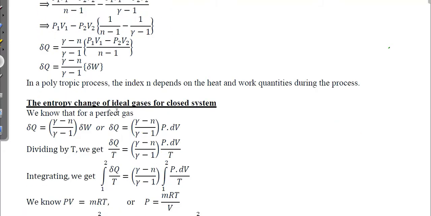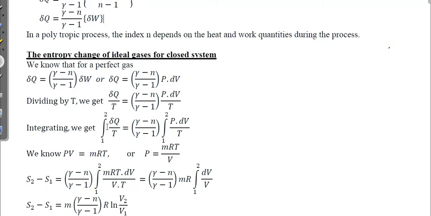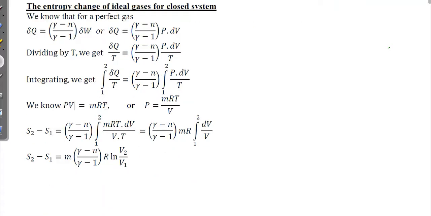So now we will calculate the entropy change of an ideal gas for a closed system. We start from dQ equals gamma minus n upon gamma minus 1 times dW. Now we put dW as P dV, and we divide by T on both sides. Then we integrate from 1 to 2 of dQ by T. Gamma minus n upon gamma minus 1 is constant, so it will come out of the integration. So it will be the integral from 1 to 2 of P upon T dV. Now we use the ideal gas relation PV equals mRT, or P equals mRT by V. The integral from 1 to 2 of dQ by T is entropy.